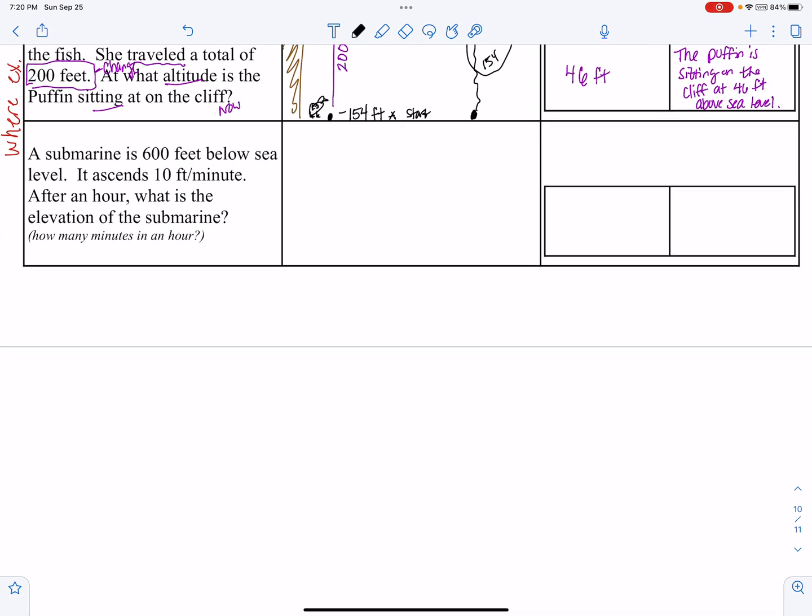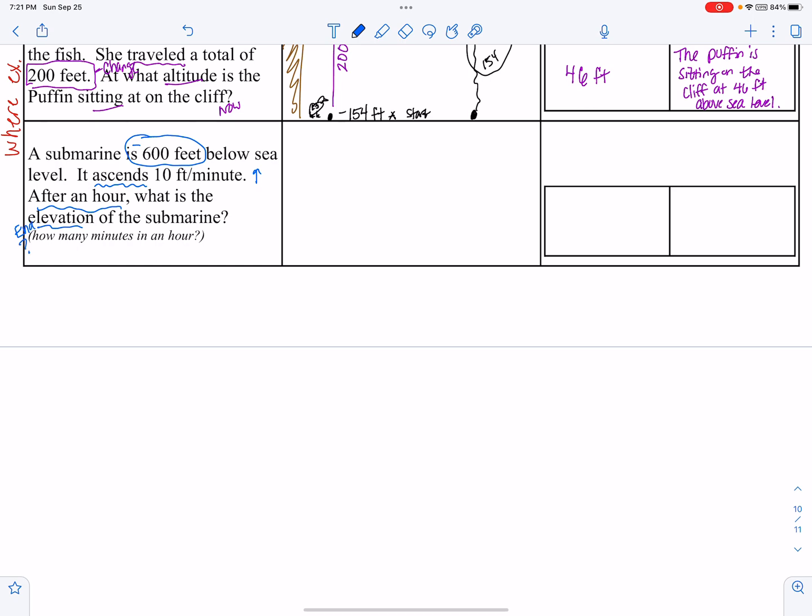All right, last one is a submarine is 600 feet below sea level. So I have sea level again. I'm going to be making my notes here. I know that this is going to be a negative 600 feet because it's below sea level. And then it ascends 10 feet per minute. I know that descending means going down, that prefix D. Ascends means going up. So it's going up at 10 feet per minute. And it talks about after an hour, what is the ending location.